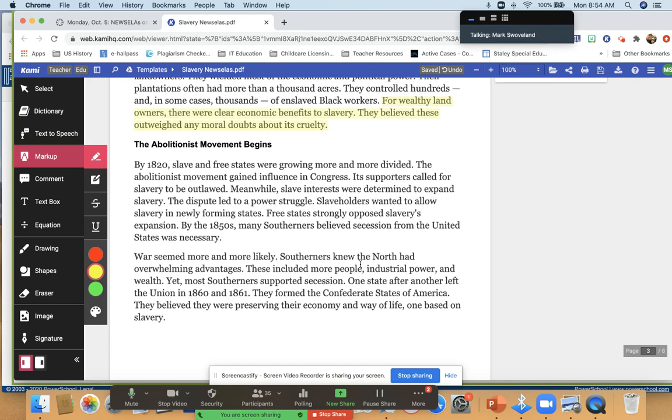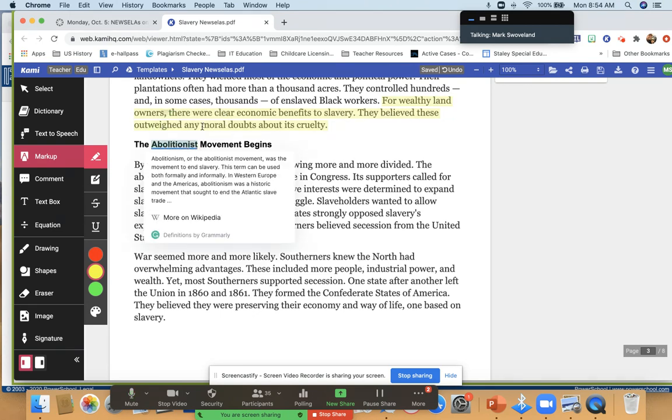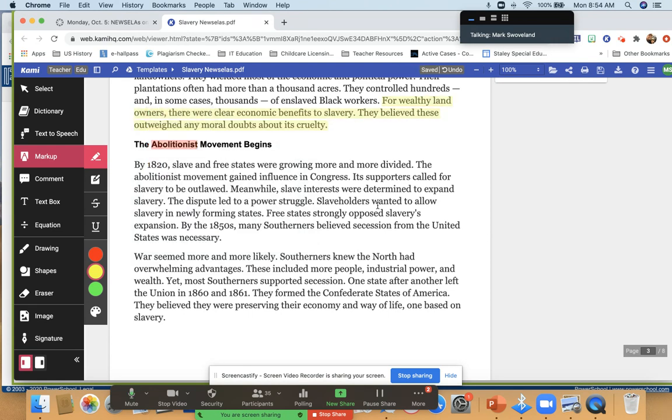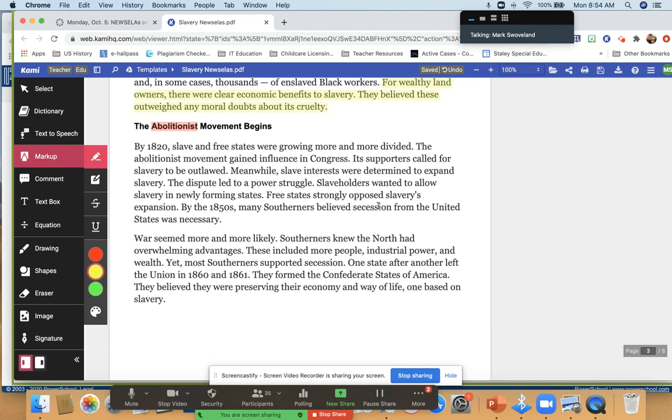The abolitionist movement begins. Remember, abolitionist is talking about people who are trying to free enslaved people. So the people who are working to gain freedom, like Harriet Tubman or the Underground Railroad. By 1820, slave and free states were growing more and more divided. The abolitionist movement gained influence in Congress. Its supporters called for slavery to be outlawed. Meanwhile, slave interests were determined to expand slavery in newly forming states.